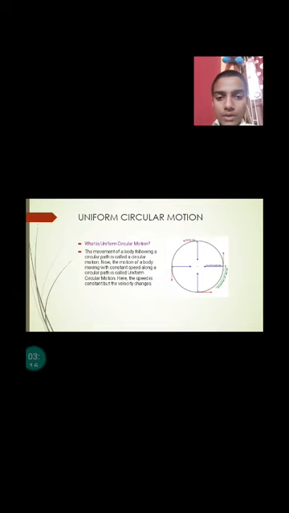Now I would like to start my second presentation, which is about uniform circular motion. What is uniform circular motion? The movement of a body following a circular path is called circular motion. The motion of a body moving with a constant speed along a circular path is called uniform circular motion. Here the speed is constant but the velocity changes.